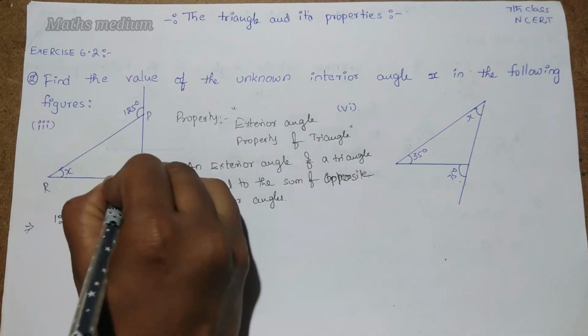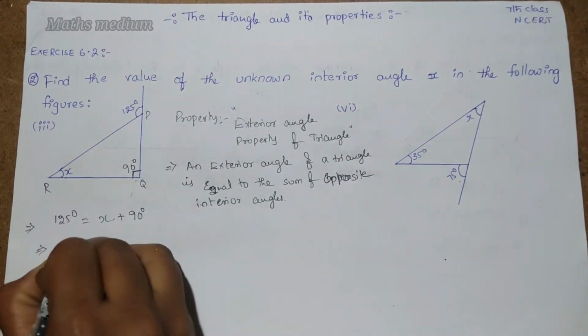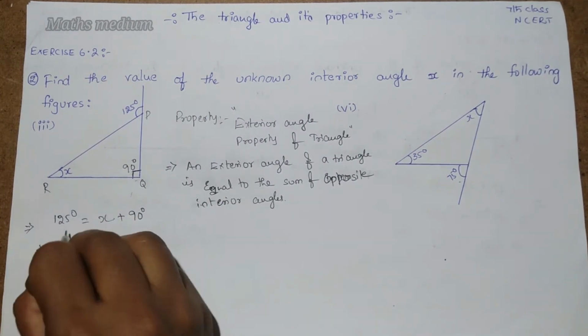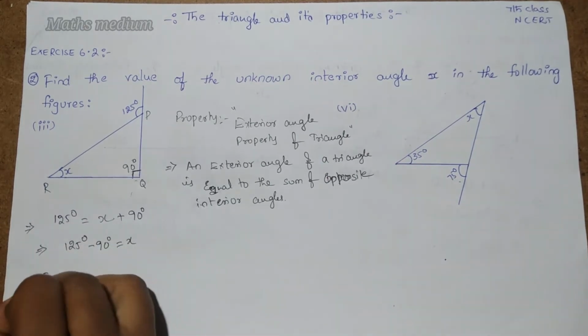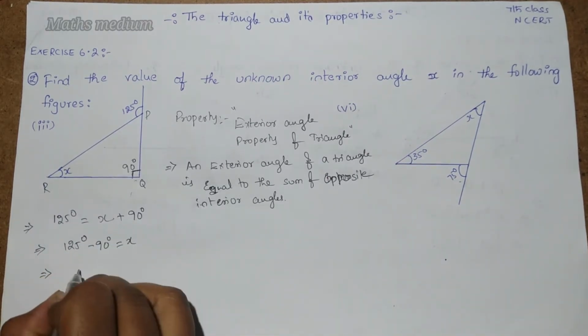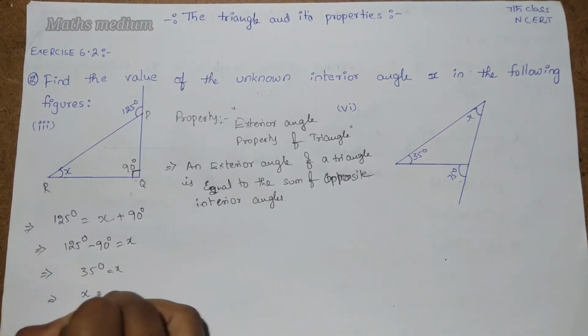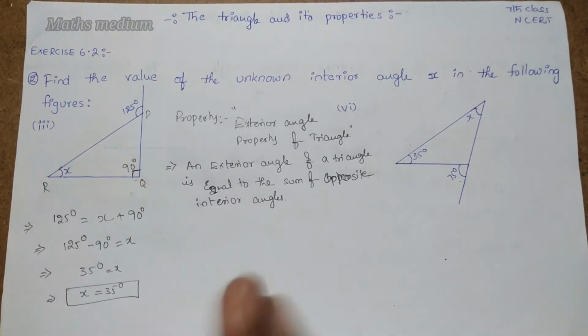This symbol resembles 90 degrees, right? So that is 90 degrees. 125 degrees is equal to x plus 90 degrees. The plus goes to the opposite side and becomes negative, so 125 degrees minus 90 degrees is equal to x. 125 degrees minus 90 degrees is 35 degrees, so x is equal to 35 degrees. It is the interior angle of the given triangle.